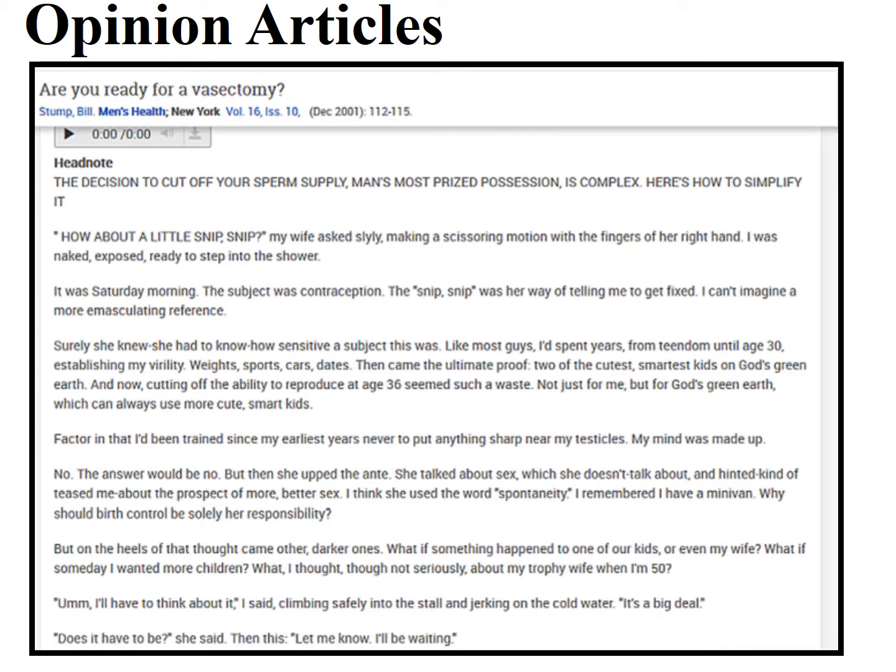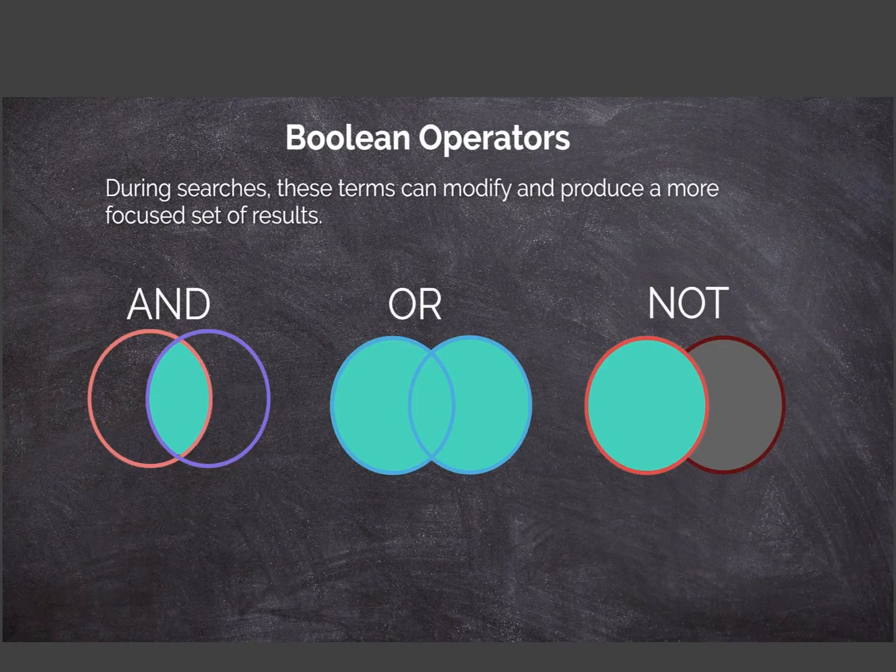And here's another example I found, very similar, written from the first-person point of view, appeared in Men's Health magazine, and neither one really cited any specific factual data, statistics or anything like that, just a story from a first-person point of view. So that's how to decipher whether something is an opinion article or not.